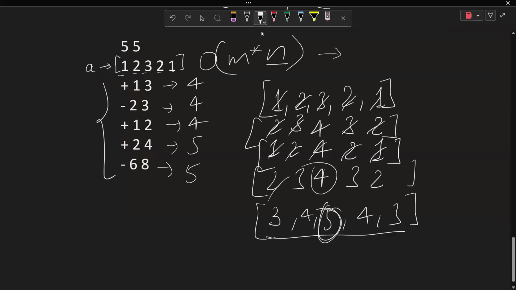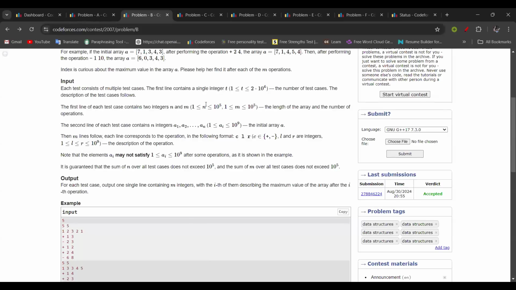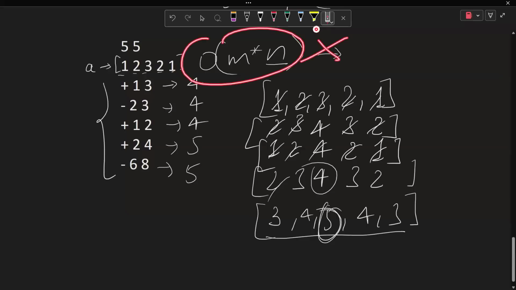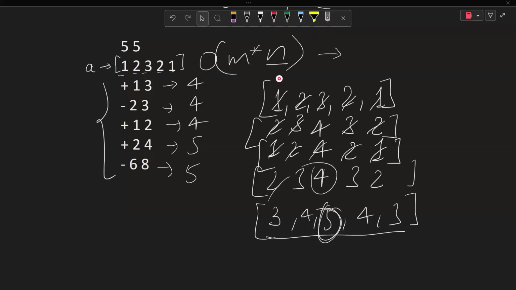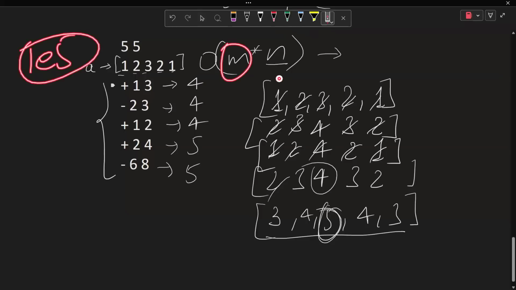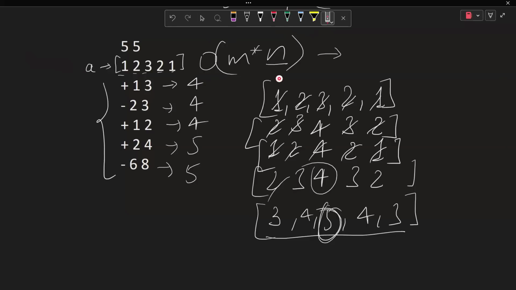And you can see the constraints of the problem that n is 1e5, m is also 1e5. So obviously O of m into n would not be accepted here. You need to optimize the approach. Now, what you can do to optimize? So you just need to notice a small thing here that since there are m operations and m is up to 1e5, for every operation you need to do something in O of 1 or O of log n. You cannot go O of n. So you cannot go and perform the operations every time. So how can you optimize this?